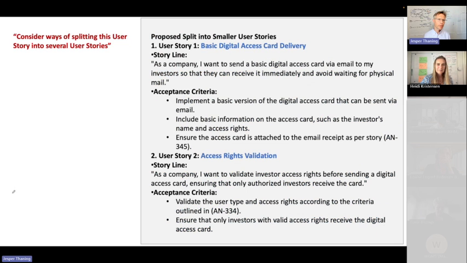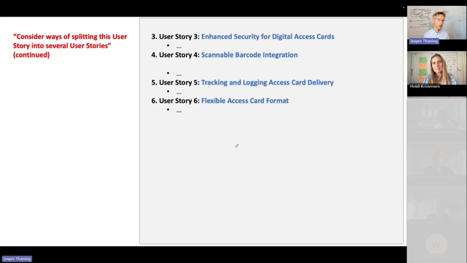Could you consider splitting it into several stories? That's what I also asked it. And yes, it quickly gave me a lot of different user stories. I'll not read the text here, but there was something with digital access card delivery, access right validation. It came up with approximately 6 user stories pretty quickly. And that was, of course, input for breaking this story further down.